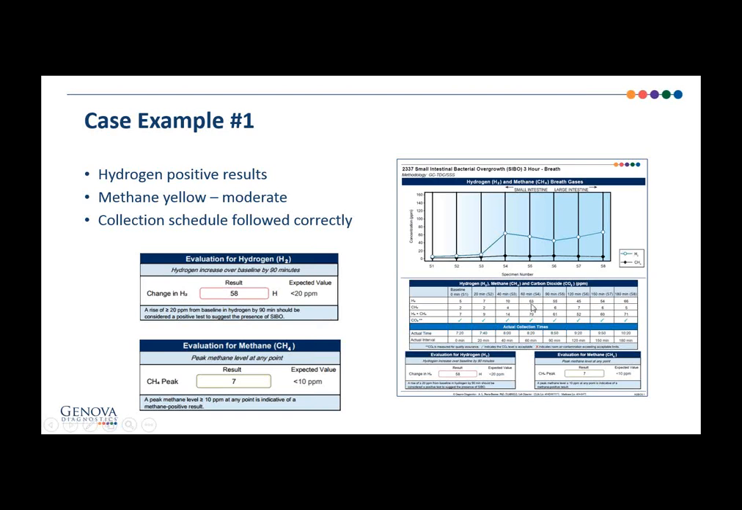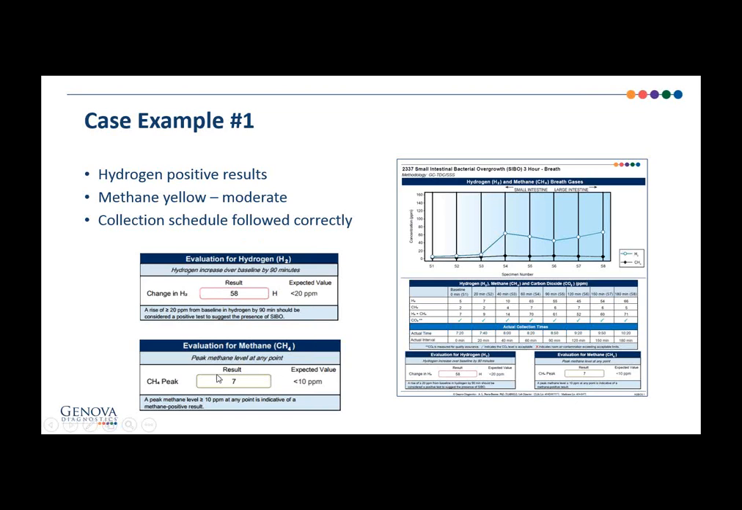Her number is 63. And what we do is we subtract the baseline, which here was 5. So 63 minus 5 is 58, and that's how we came up with our number, the change in hydrogen. So 58 is much higher than the expected value of 20 parts per million or less. And so she has SIBO.